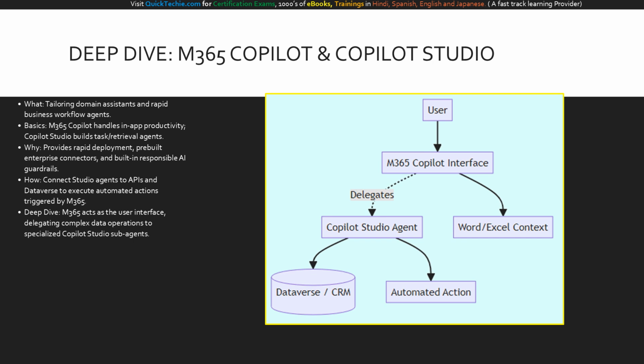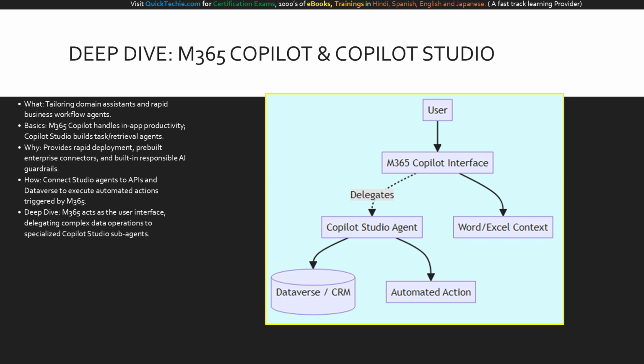In a deep dive context, Copilot Studio is perfect for creating specialized subagents. If you have a massive Foundry orchestrator, it can hand off tasks to a Studio agent that was built by a business analyst who understands the specific domain logic. It's about empowering the right people with the right tools.